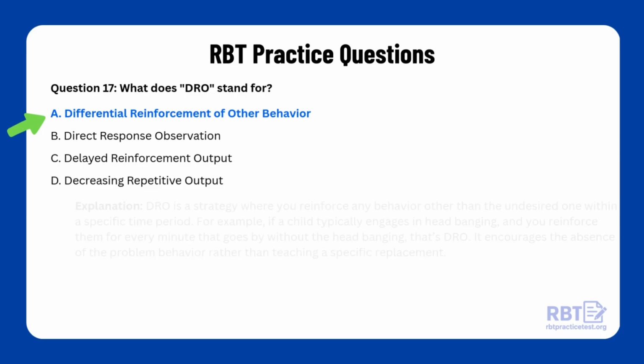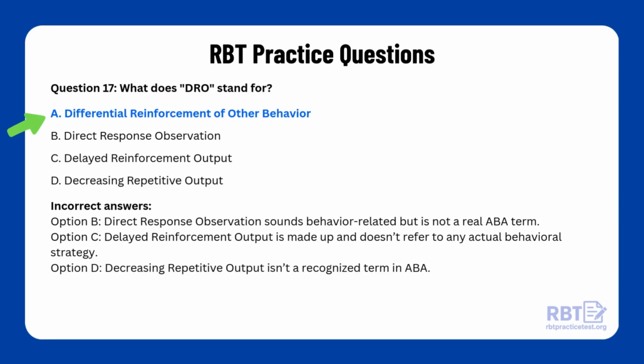Now for the wrong answers. B. Direct response observation. Sounds behavior-related but is not a real ABA term. C. Delayed reinforcement output. Is made up and doesn't refer to any actual behavioral strategy. D. Decreasing repetitive output. Also isn't a recognized term in ABA. So when you want to reward the absence of a problem behavior, DRO is the go-to method.